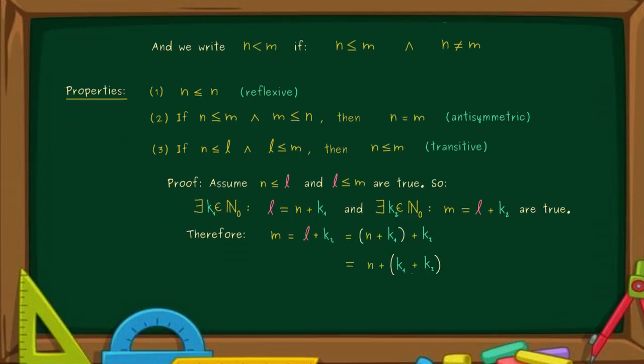Then with the parentheses on the right hand side, we can just define a new number. So let's call k1 plus k2 just k. We know the addition gives us again a natural number. In other words, we now know there exists a k such that m is equal to n plus k. And by definition, this is simply n is less or equal than m. With this, you should see we have in fact proven the implication in 3.